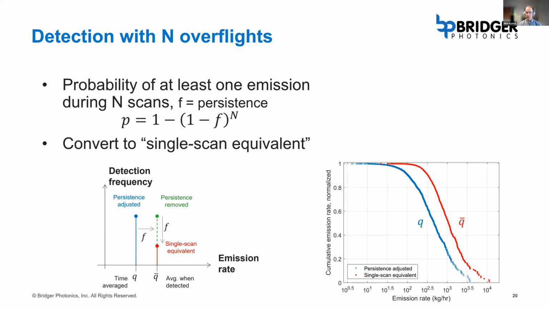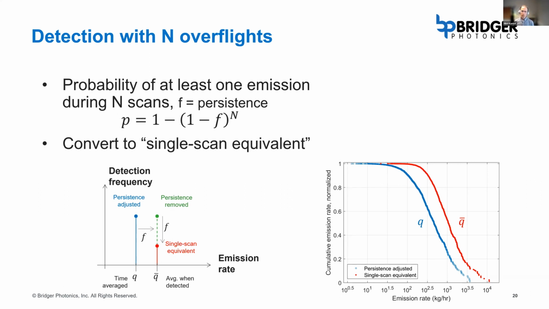If you had just gone out one time to scan that, you're going to detect that with a probability of the observed persistence. So the transition, sort of the mapping from this persistence adjusted distribution, which is often how these things are plotted, to a single scan looks something like this on density versus emission rate. This mapping is going to affect all of the ways that we plot it.